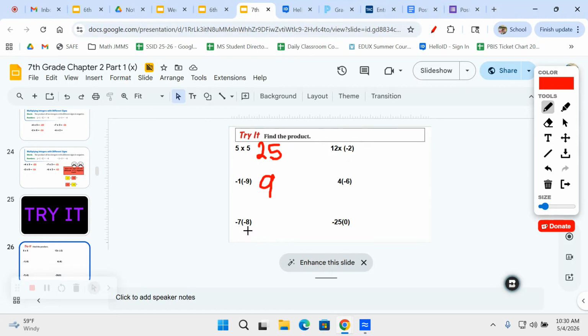Next, we have -7 times -8. Both of these signs are the same, so our answer is going to be positive. 7 times 8 is 56.